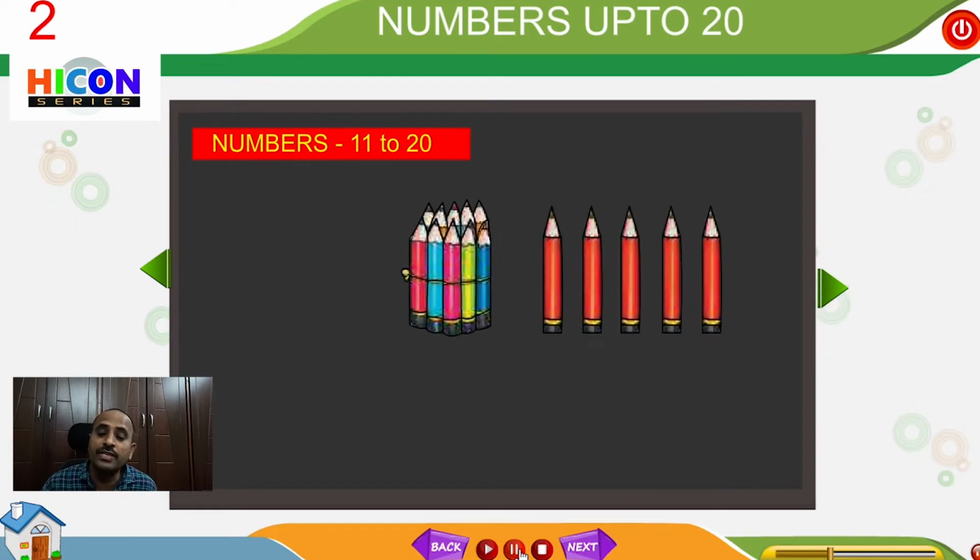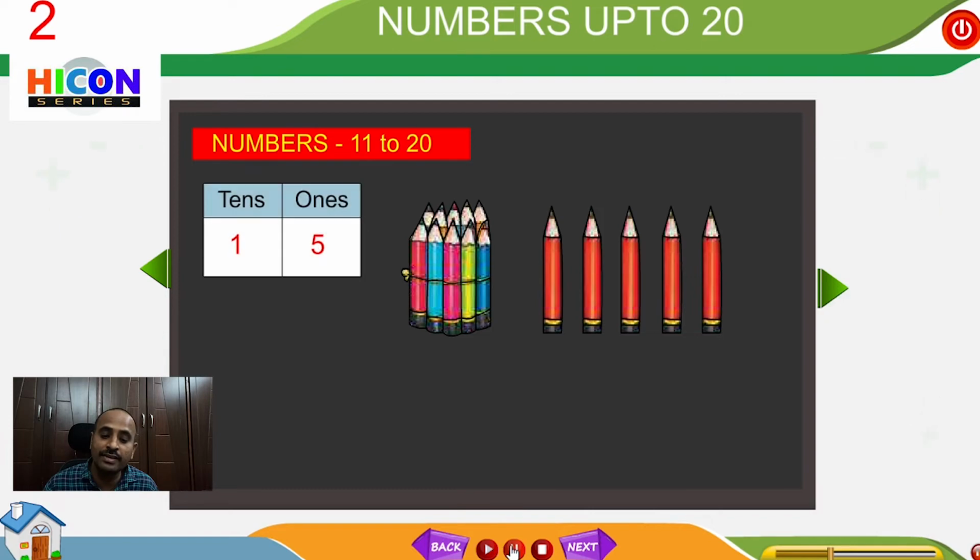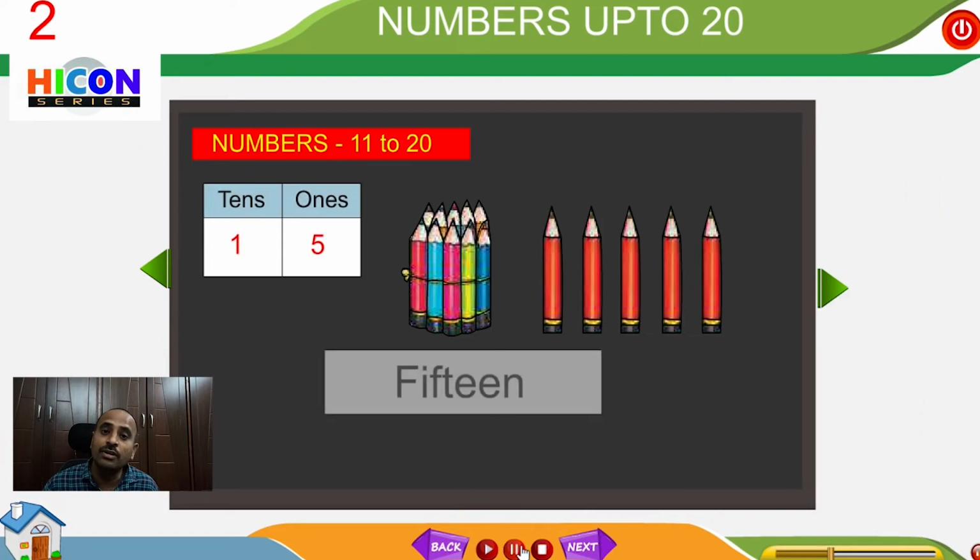So children, how many ones are there? Yes, there are 5 ones. That means 5 single pencils. A single pencil represents ones. So there are 5 ones. And how many tens are there? There is 1 ten. Tens means bunch. Each bunch represents a ten. So how many tens are there? 1 ten. So 5 ones, 1 ten.